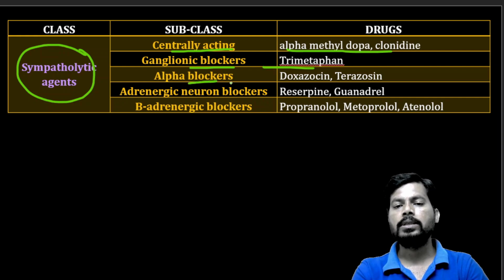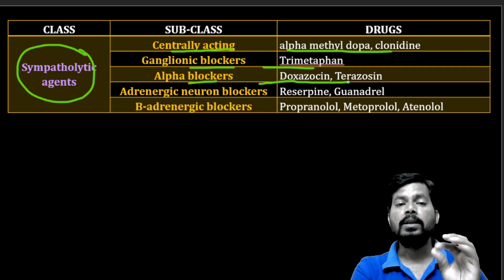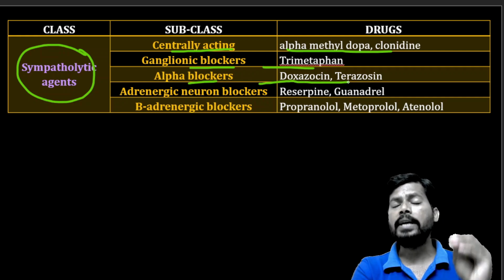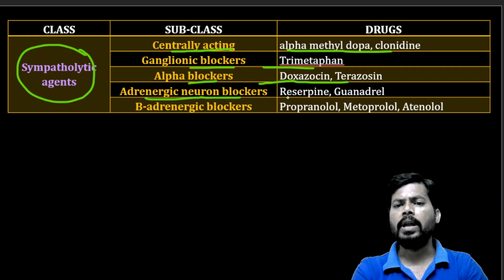Alpha blockers, selective alpha 1 receptor blockers like doxazosin, terazosin, selectively block alpha 1 receptors on blood vessels, decrease the binding of noradrenaline to blood vessels, and decrease the blood pressure or hypertension. Next, adrenergic neuron blockers like reserpine, guanethidine, guanabenz.